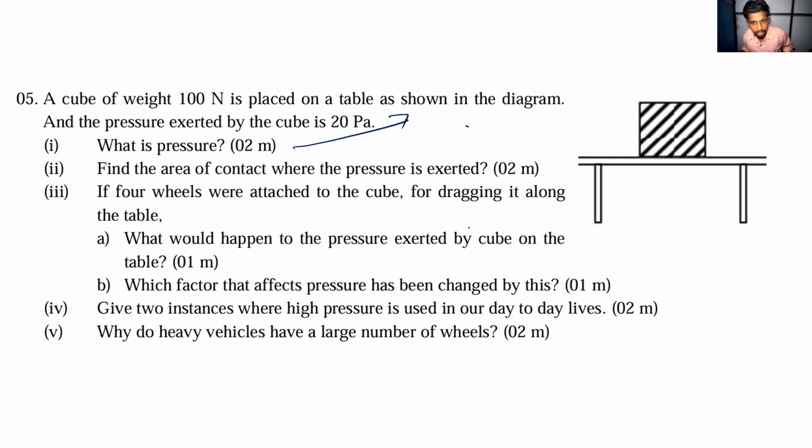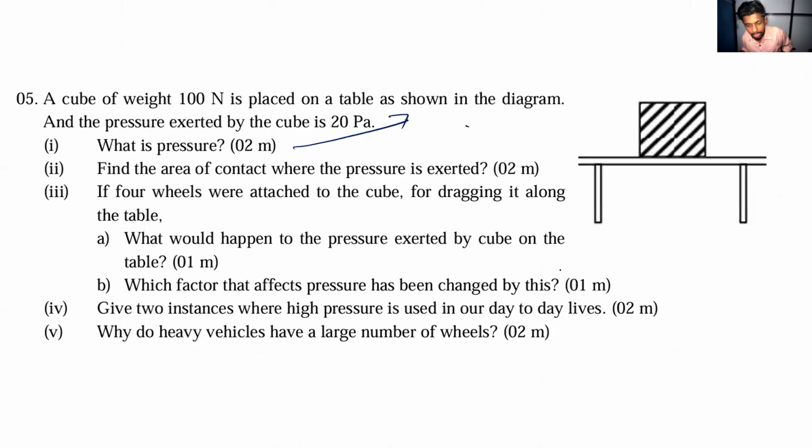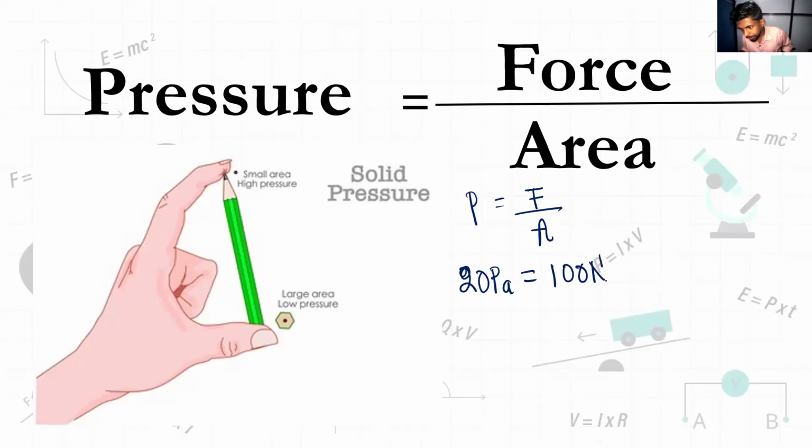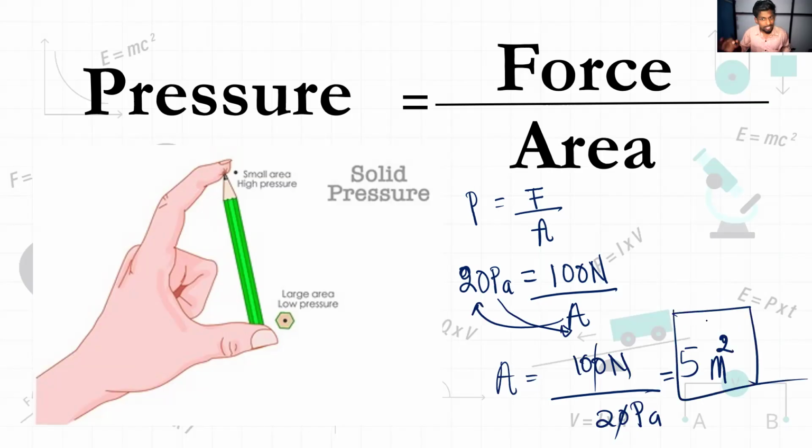Fine. And what is the pressure here? That is 20 Pascal. And we know the force, that is 100 Newton. They are asking the area. We don't know the area, right? So if you want to find the area, what do you want to do, Pulahal? You want to move this A here and bring this 20 here. So the answer will be like this: Area equal to 100 Newton over 20 Pascal. So the answer will be 5. And you know the unit for the area, that is meter squared.